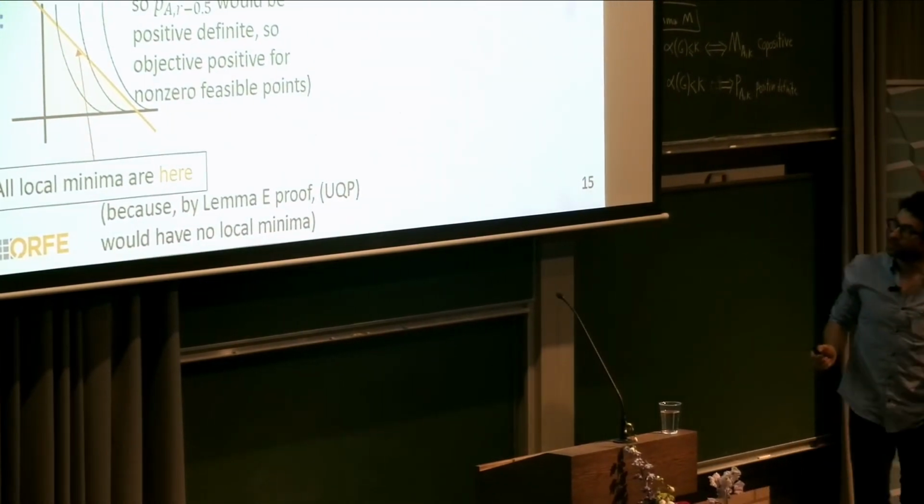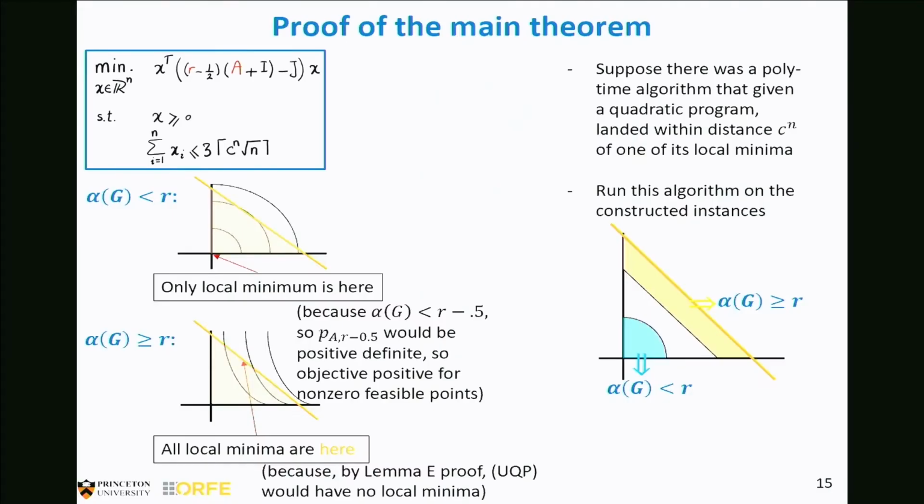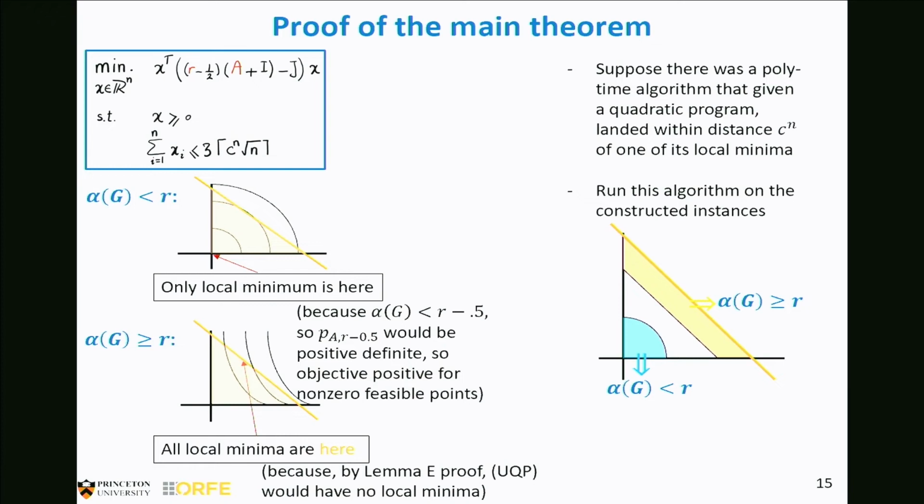OK, so now we're done, because suppose there was a polytime algorithm that, given any quadratic program, landed within distance c to the n of one of its local minima. So take that algorithm and run it just on these quadratic programs. What is going to happen? On these quadratic programs, the local minima are either at the origin or on this line. The distance from the origin to this line, and this goes to your question, is 3 times c to the n.